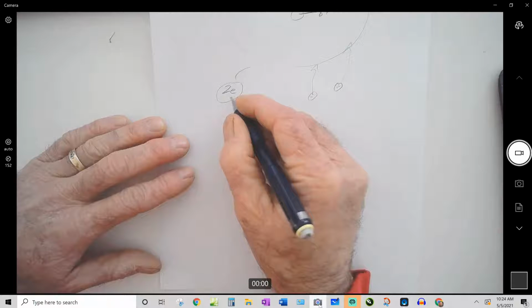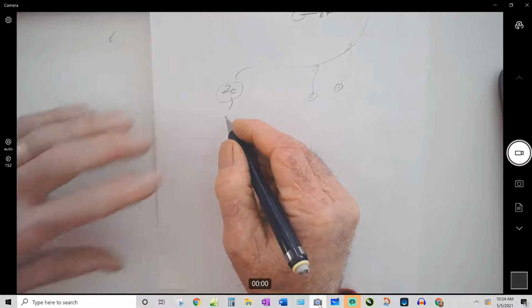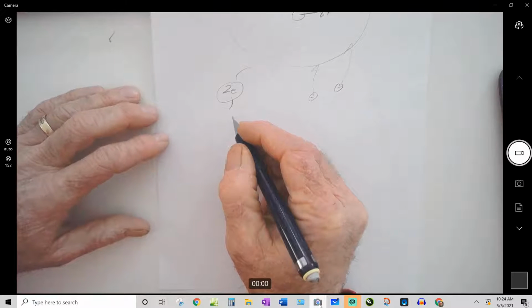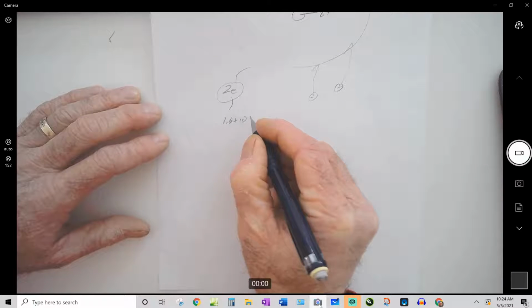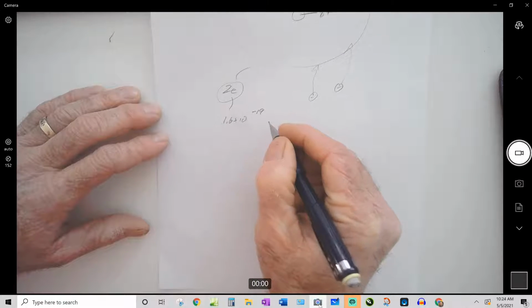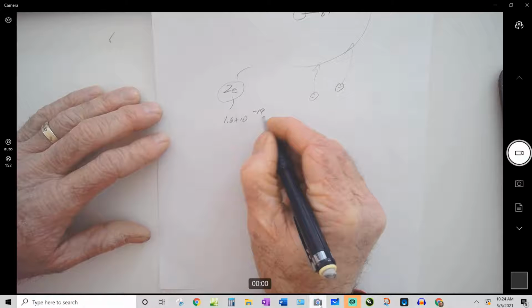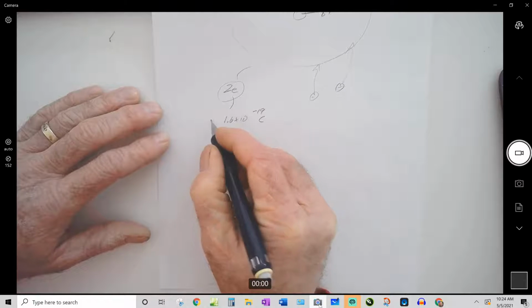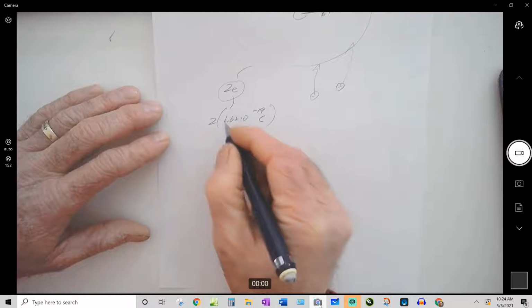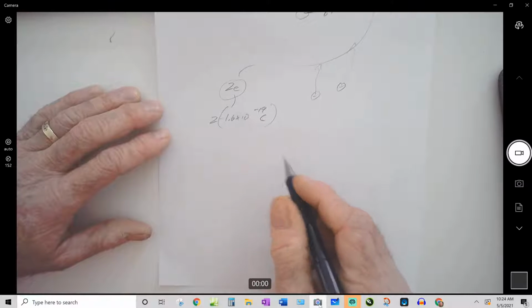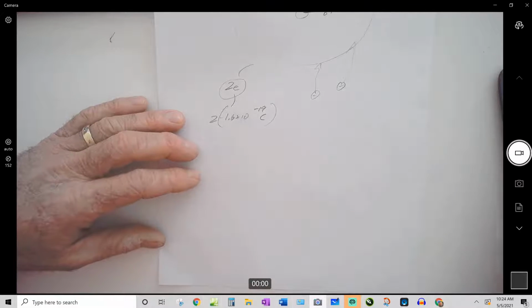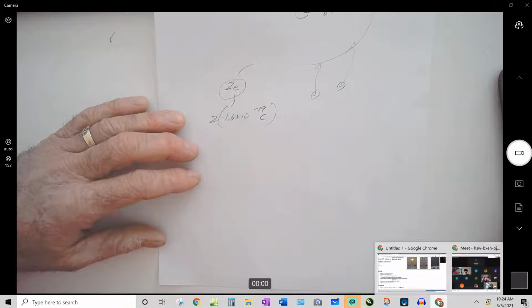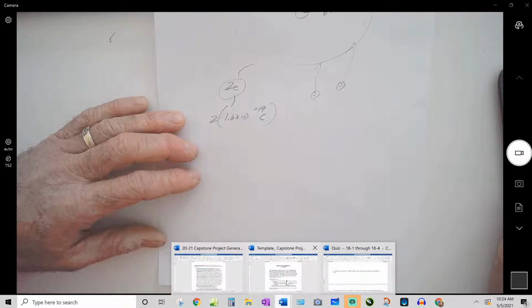And what's the charge of 1 electron? Somebody's got this in your head, I'm sure, after doing all these problems. 1.6 times 10 to the something. 10 to the negative 19. Yeah. So it's just going to be 2 times that, but it's negative because they're negative. So the answer is negative 3.2 times 10 to the negative 19 coulombs.